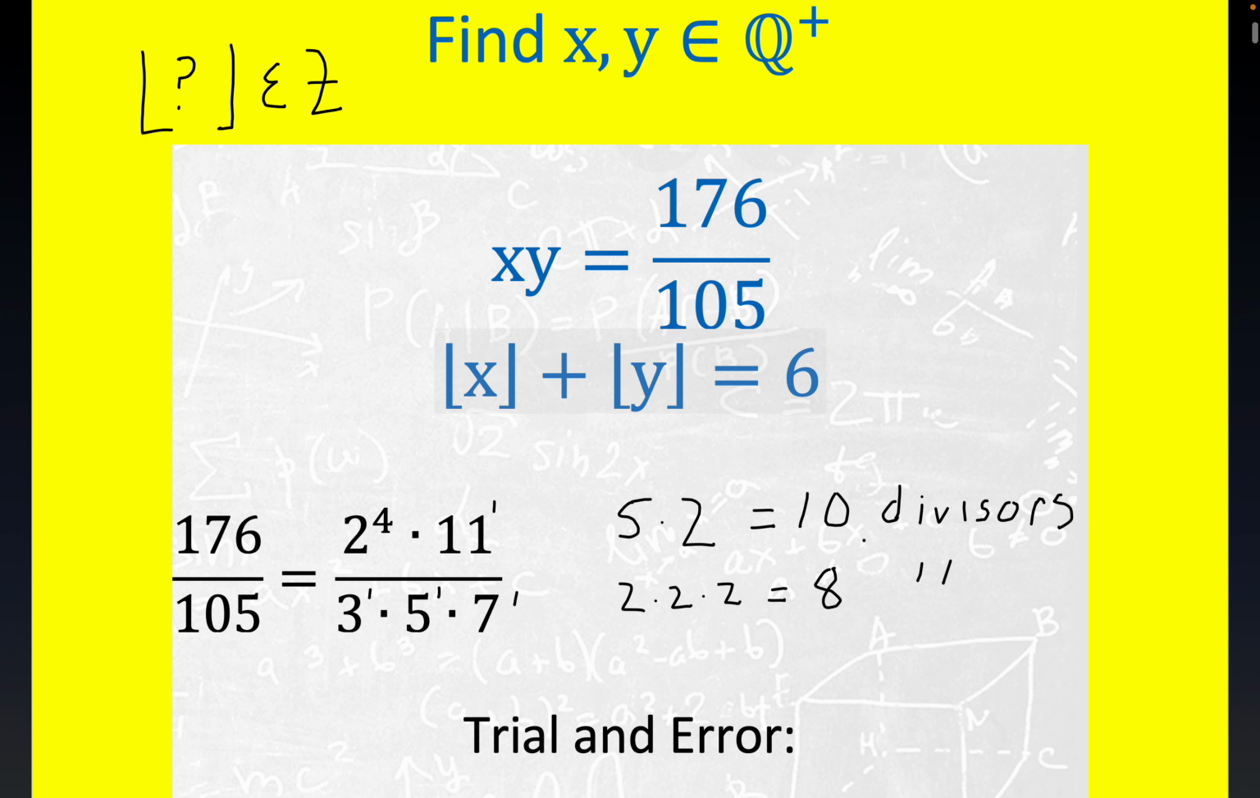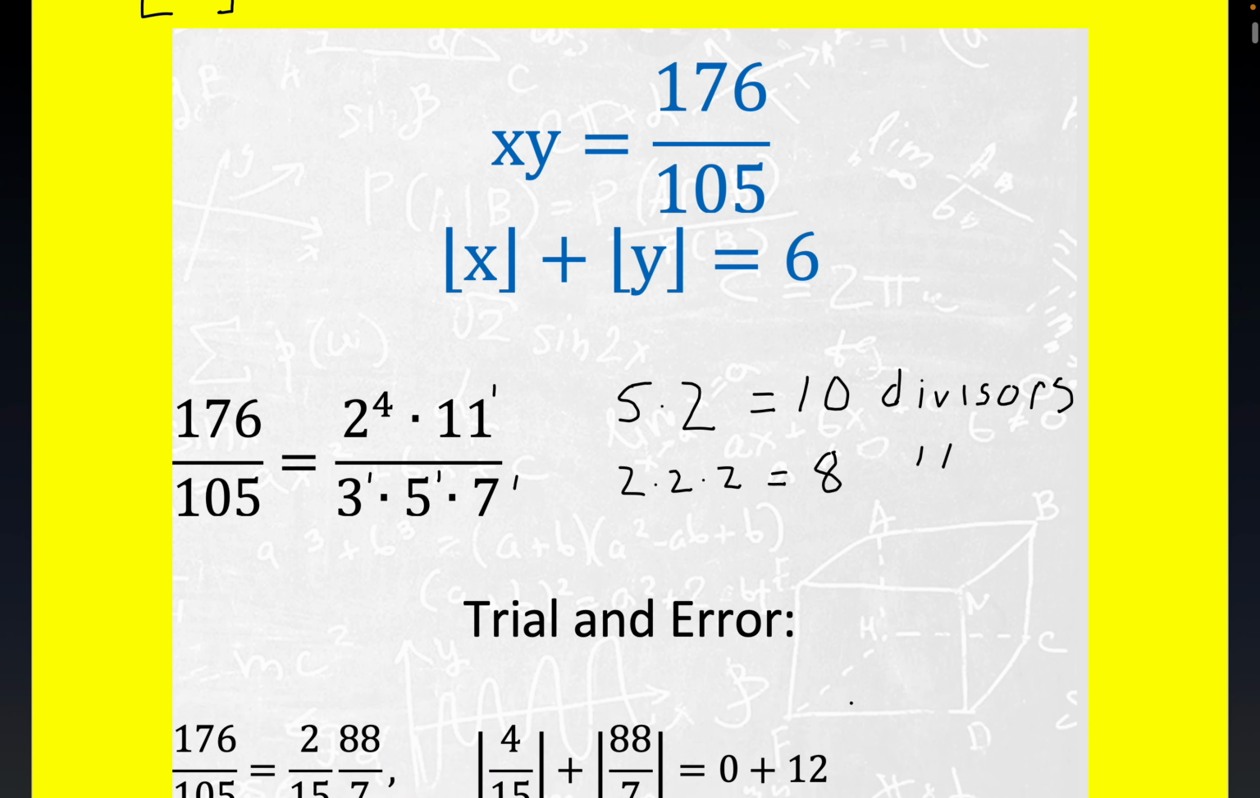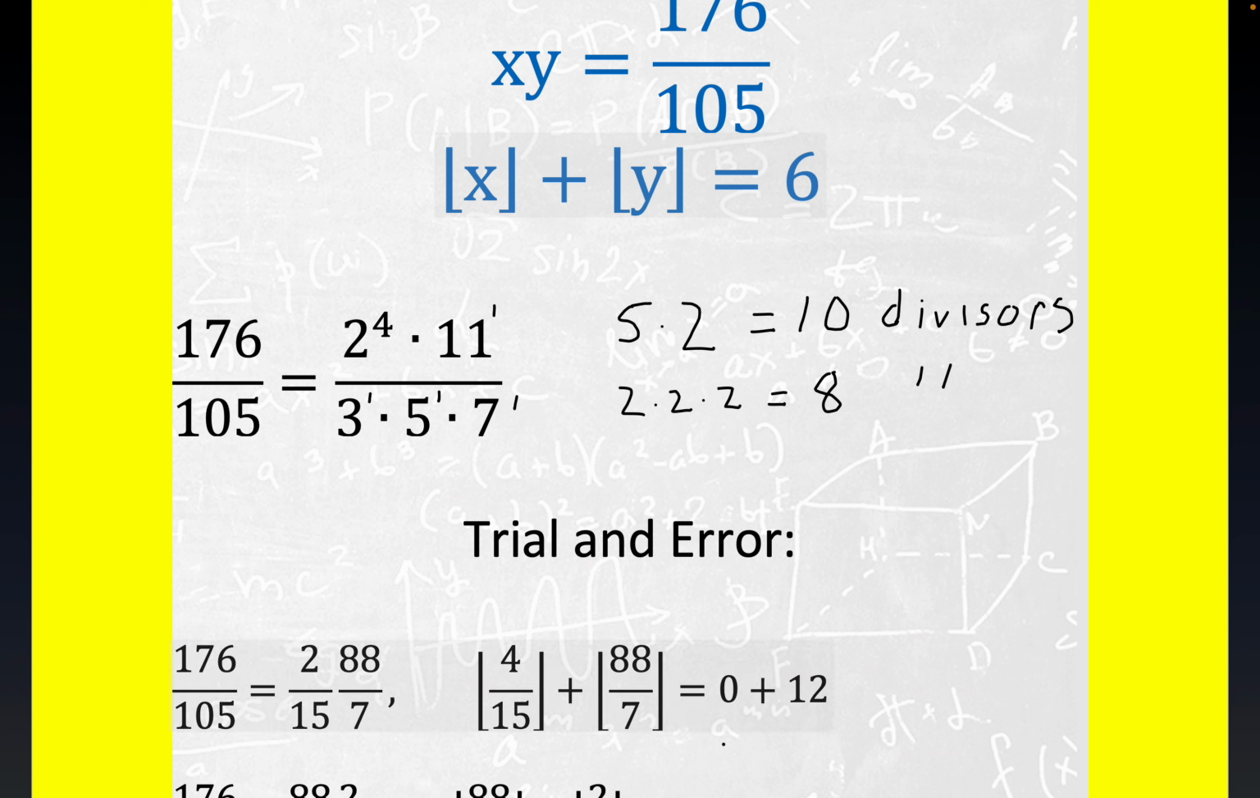I didn't go through each of these possibilities because you can eliminate a lot of them in your head. The very first thing I did is take a 2 away from the 2 to the 4th, and this became 2 times 88 over 15 times 7. I'm just trying to mix and match to see if we can get a situation where the floors add up to 6. 2 times 88 is the 176, and 15 times 7 is the 105. I'm just rearranging these prime factors to get these divisors. That's the benefit of writing the prime factorization of the numerator and denominator.